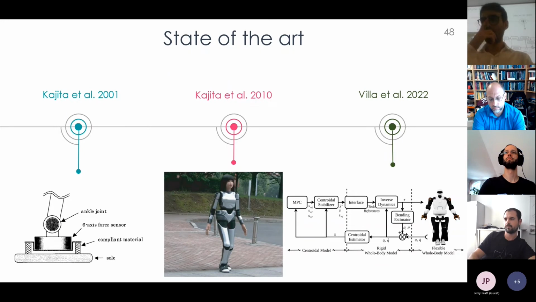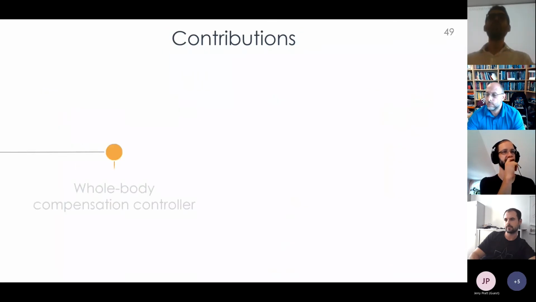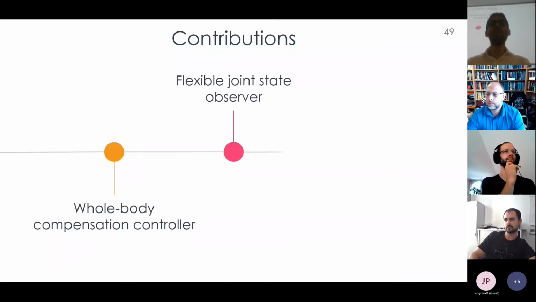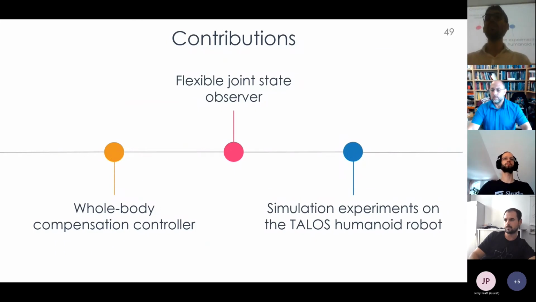So this controller has one problem, since all these kinds of methods perform a local compensation for the link elasticity. So what we are going to propose is a controller that performs a whole body compensation for the elasticity. Then we will also present a flexible joint state observer, and then simulation experiments on the Talos humanoid robot.